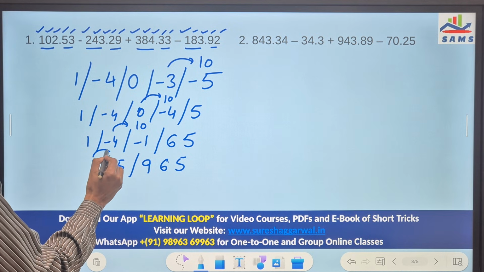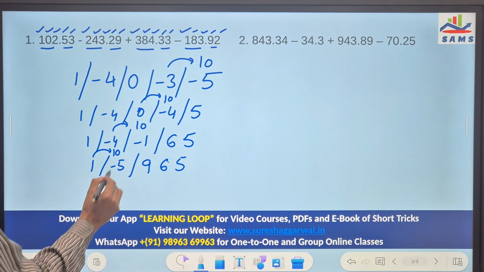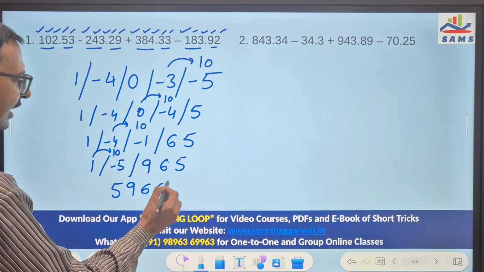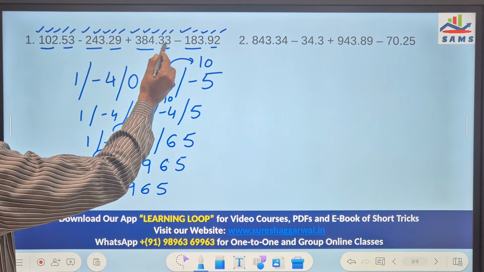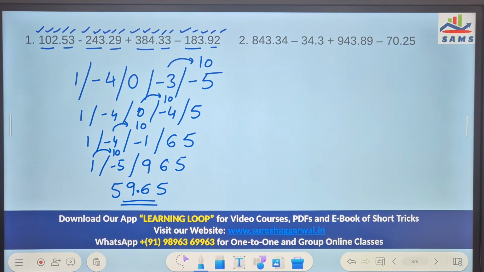And finally borrow 1 from here, this gets subtracted from 10, this becomes 0. So 10 minus 5, 5, 9, 6, 5, and where do I put the decimal? Because we have 2 decimal places, 59.65 is going to be my answer.